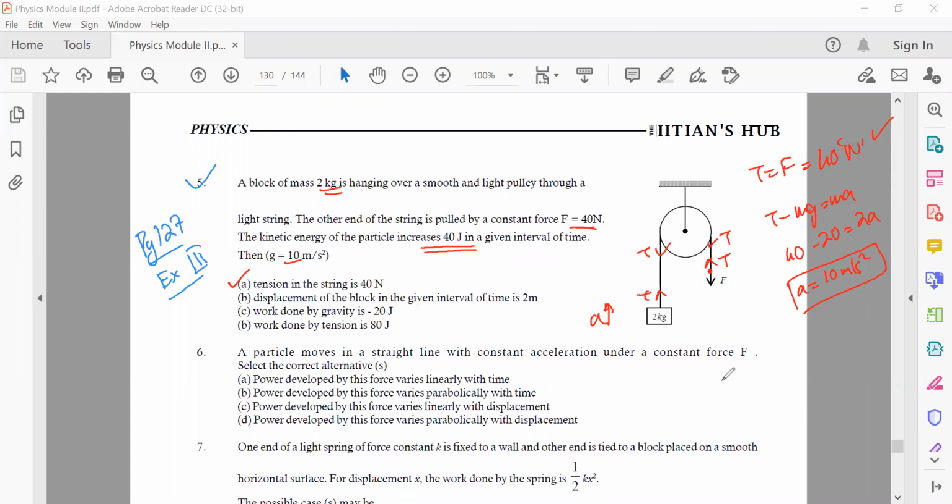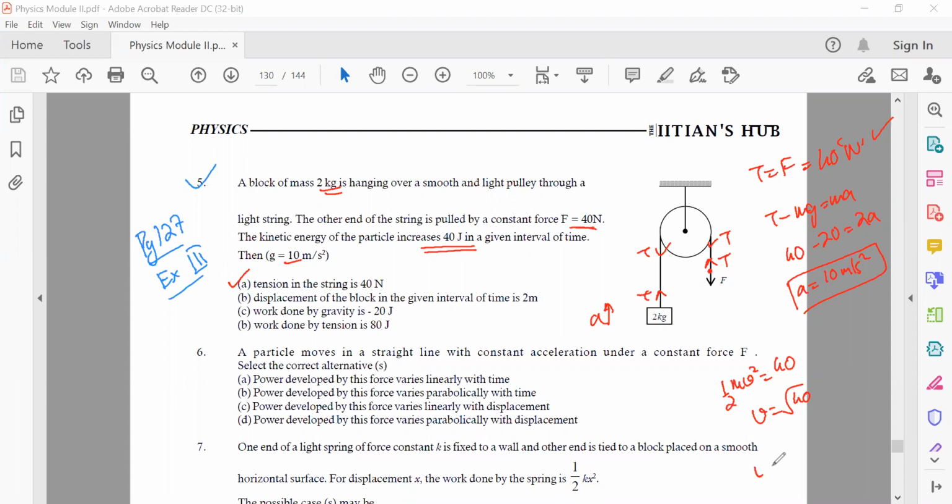So the kinetic energy became 40 joules, then half mv square is equal to 40. So V is equal to square root 40. Okay.